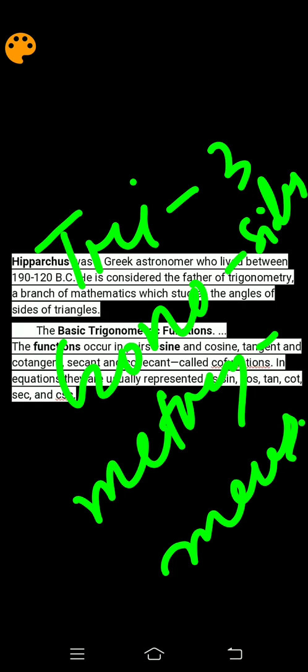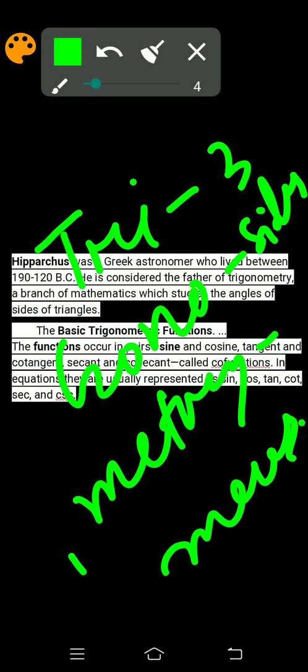Three sides means we are discussing triangles. Actually, so many mathematicians gave their theory about trigonometry, but it's Hipparchus who is considered the father of trigonometry. If you get time, check out his biography, really very interesting. And this chapter has practical uses.